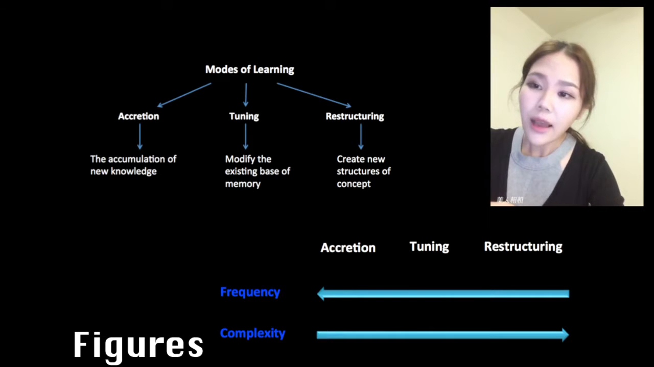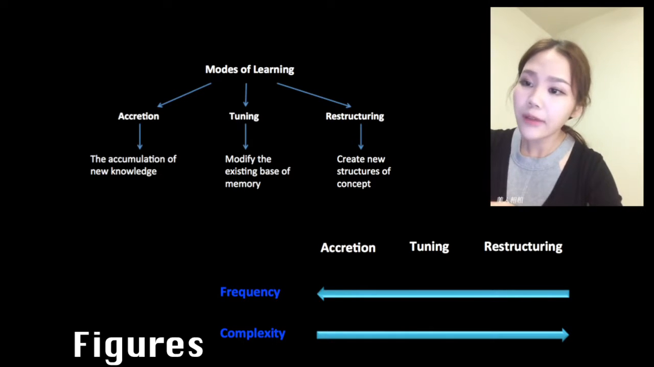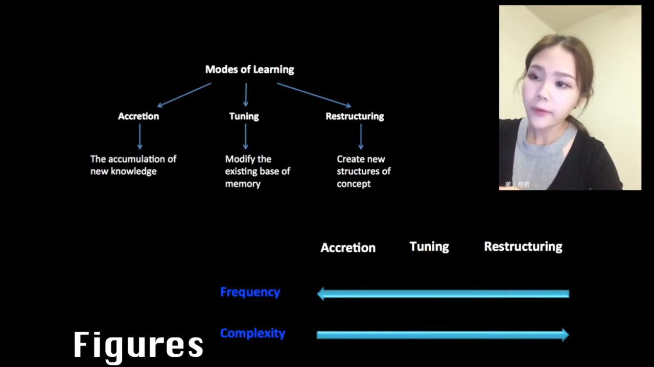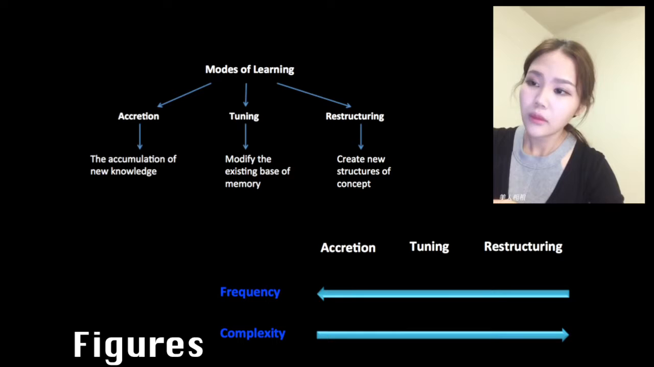The illustration I designed and provided shows the different levels of frequency and complexity in the three modes of learning. Accretion is the most common form of learning, so it is not complex and people use this mode of learning frequently. Restructuring occurs much less frequently and, according to the definition, it is the most difficult process because it requires students' effort and time. Turning is the slower form of learning.